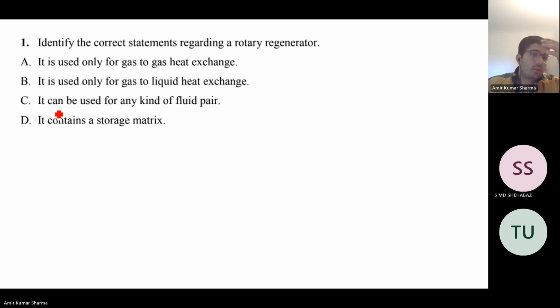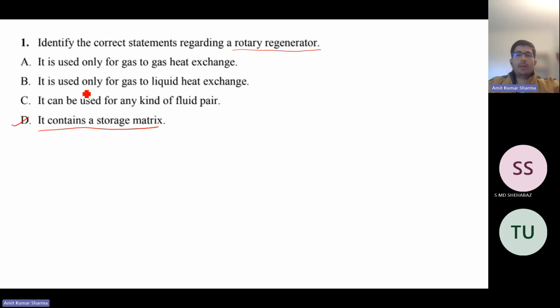Okay, let's see. So, rotary regenerator. Basically, in this, we use a wheel or drum that rotates, and there is a type of storage matrix. Through that, we flow the fluid, and the heat gets exchanged. So it contains the storage matrix. So D is correct. But it is only used for gas to gas heat exchange.